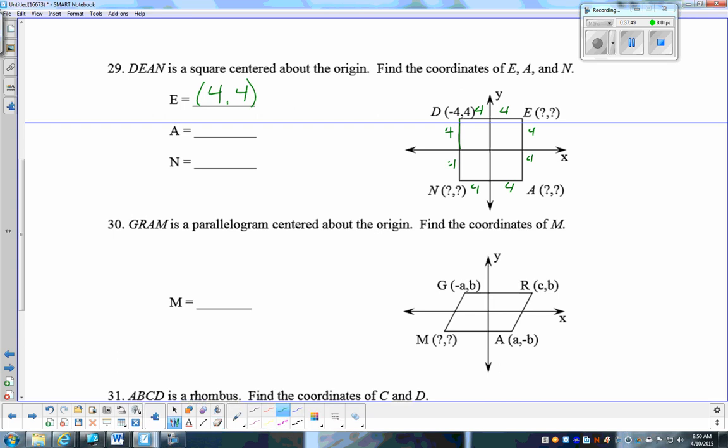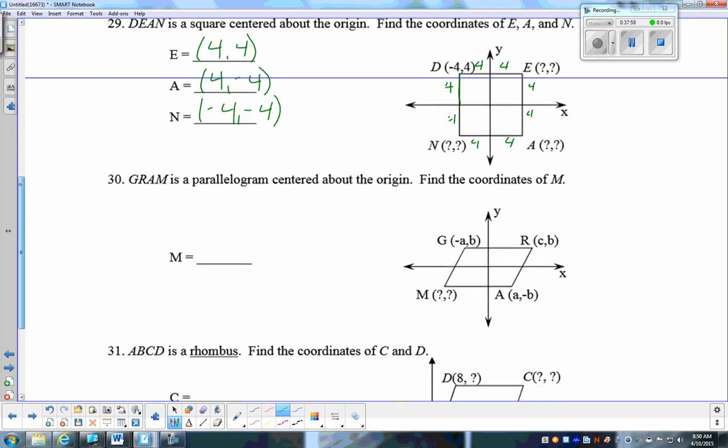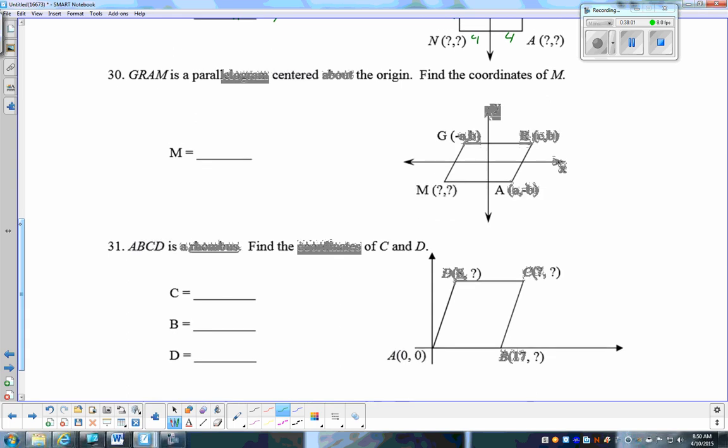A is in quadrant 4, so my x is positive, my y is negative, and N, everything's negative because we went down. The parallelogram is centered about the origin. Find the coordinates of M.